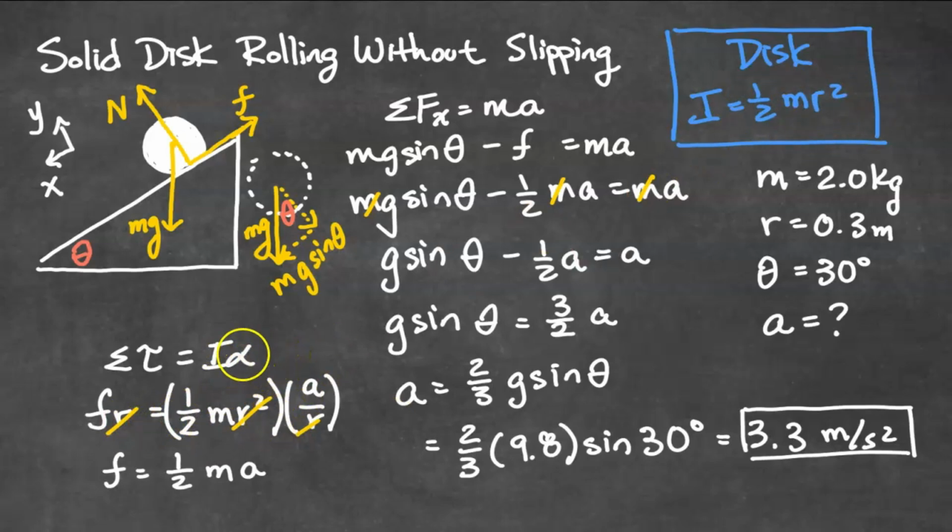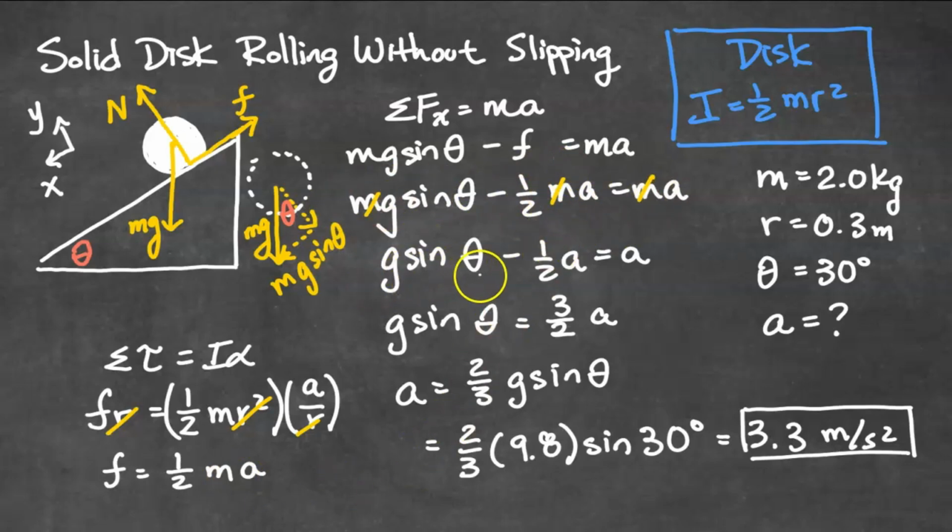And for alpha, here we're going to use one of our bridge equations. So alpha is equal to linear acceleration divided by r. Alpha equals a divided by r. The r's will cancel out, which leaves me with friction is equal to 1 over 2 ma. I'm going to take this and substitute that over here. You'll notice that the m's cancel out.